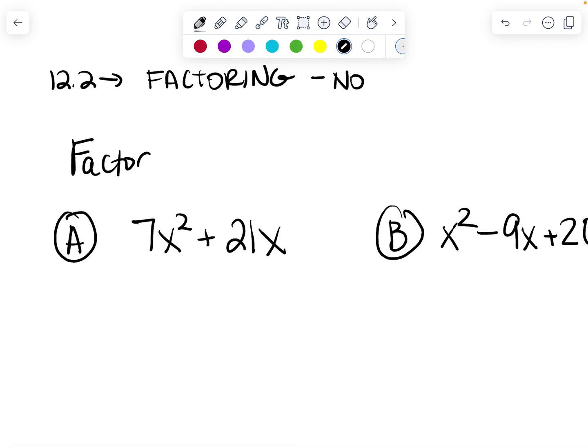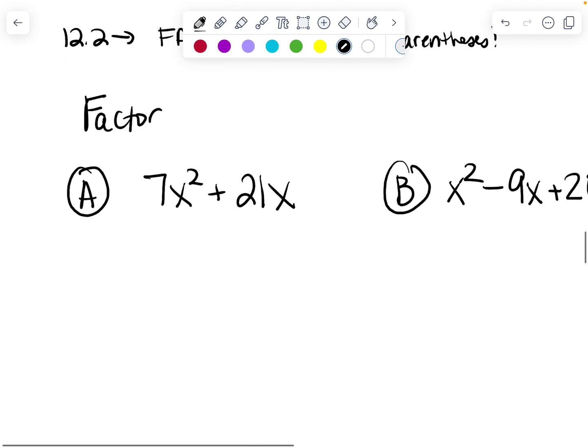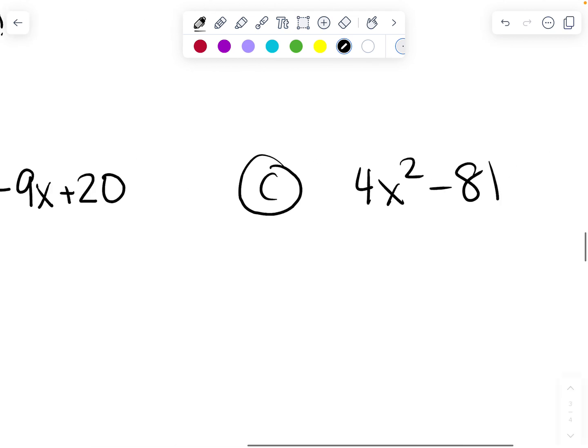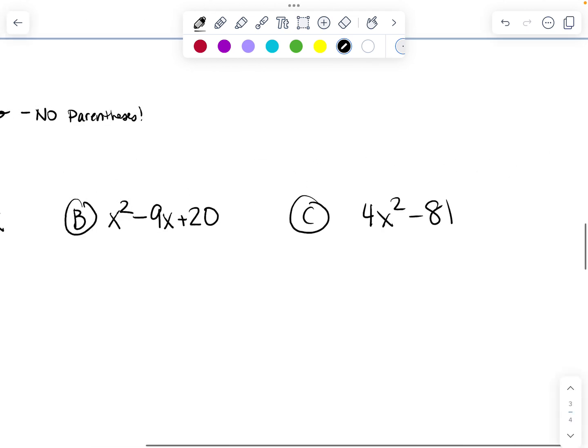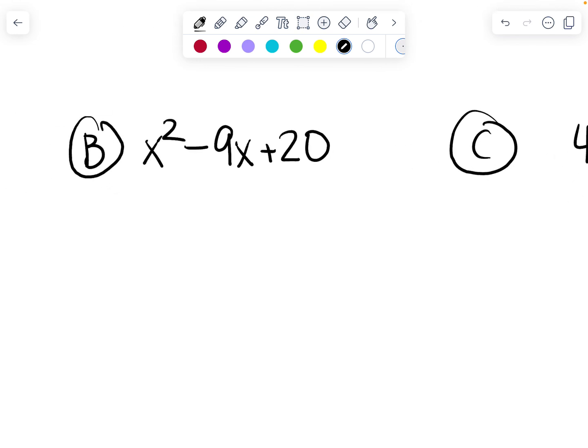You are looking at a problem with no parentheses. So if you've got a problem like this one, where there are no parentheses, or this one, or this one, there are no parentheses. If there's no parentheses, you are not drawing the outsides of a box. Parentheses mean multiplication. You are not multiplying. I'm not giving you a multiplication problem. I'm giving you an addition problem.